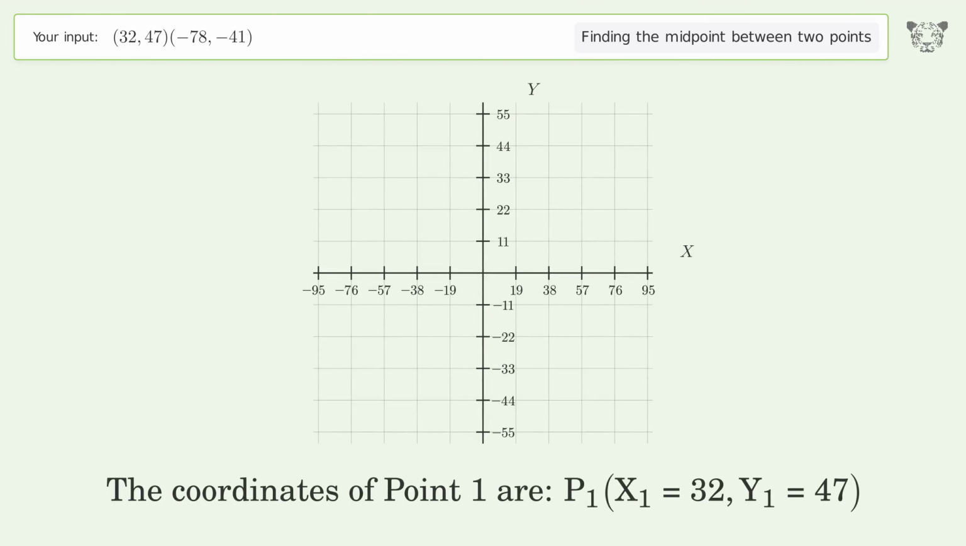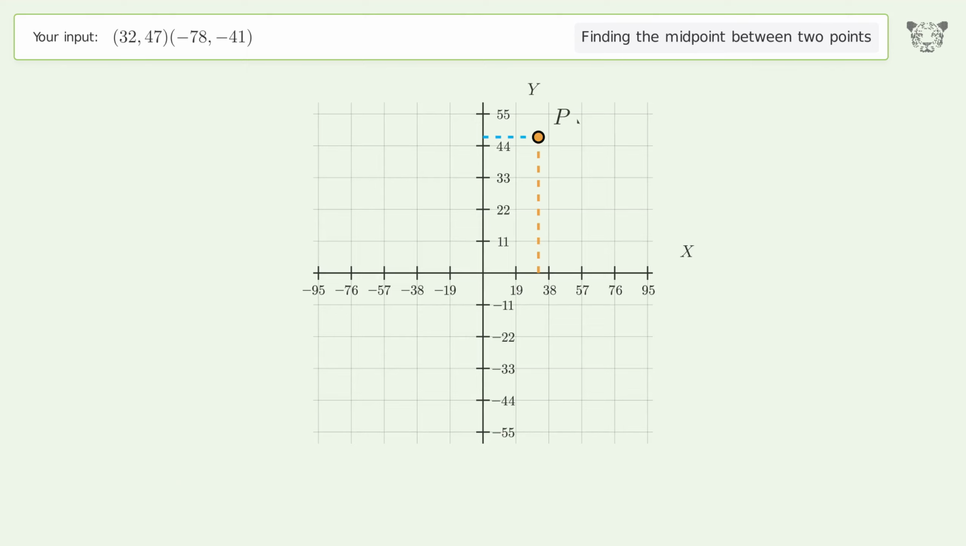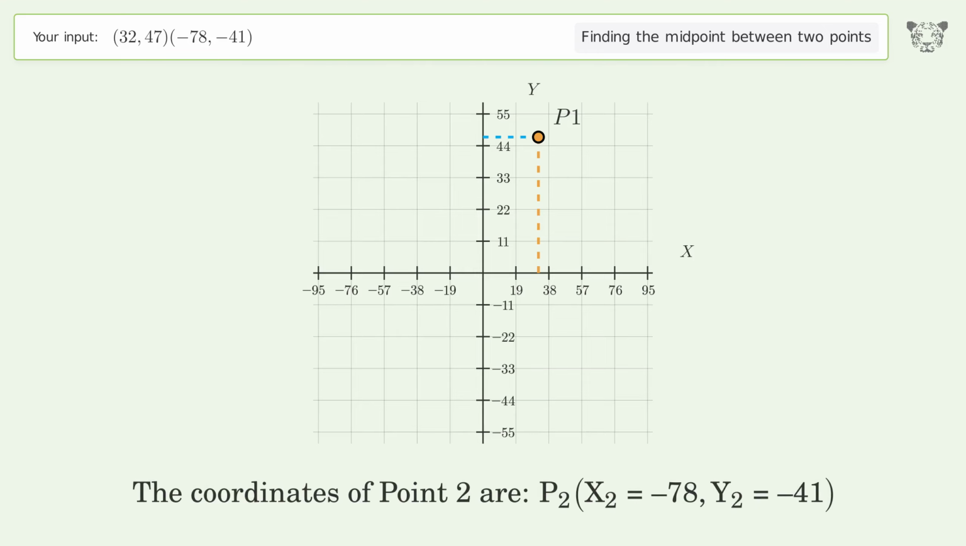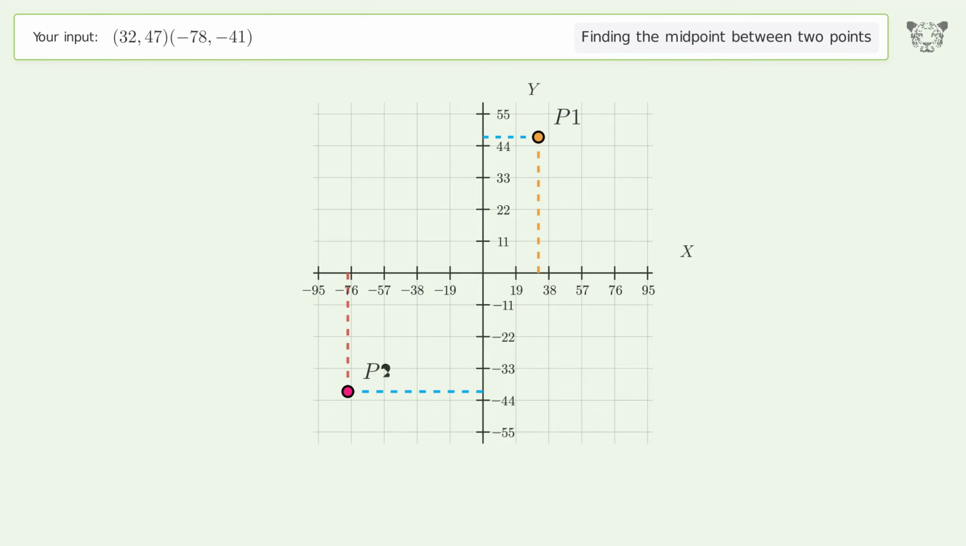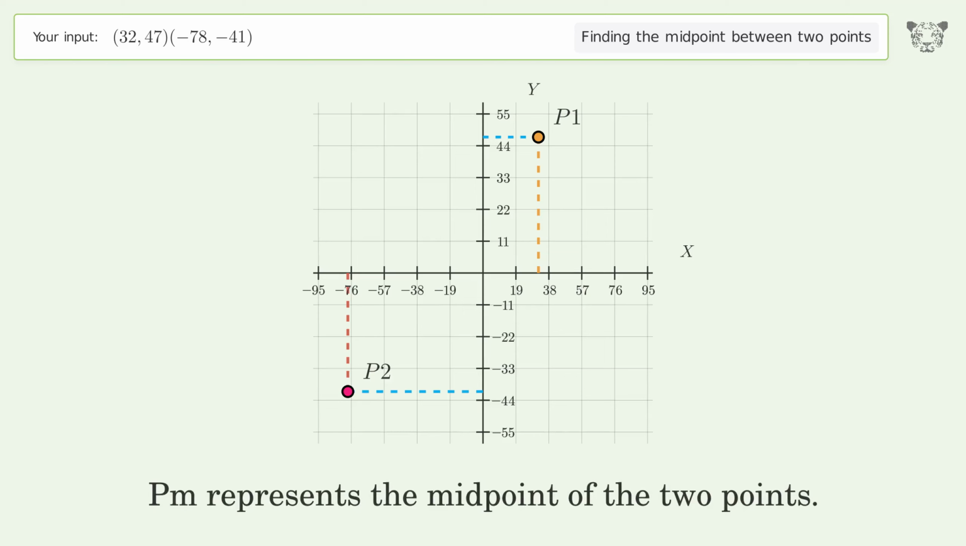The coordinates of point 1 are x1 equals 32, y1 equals 47. The coordinates of point 2 are x2 equals -78, y2 equals -41. PM represents the midpoint of the 2 points.